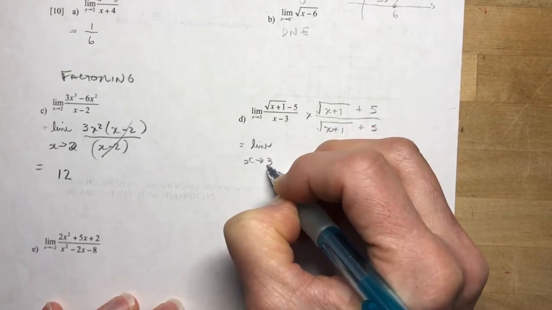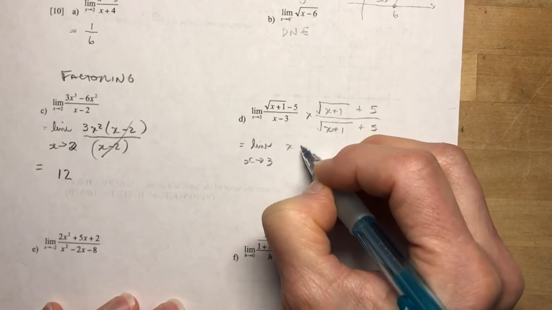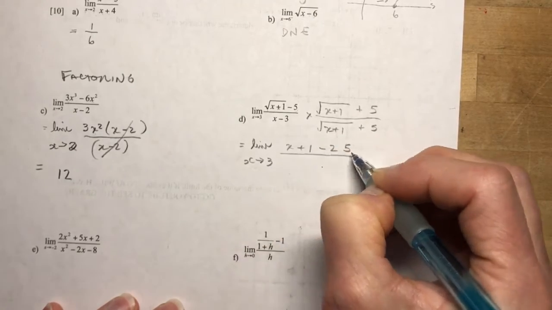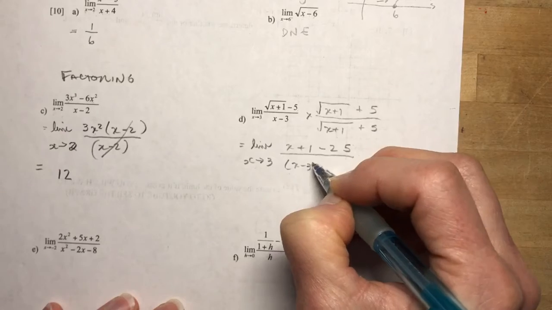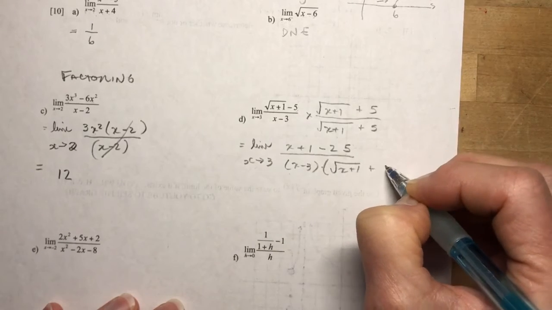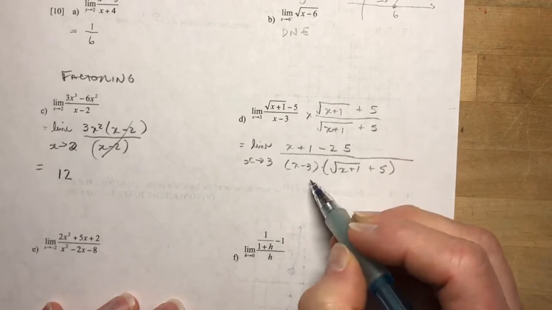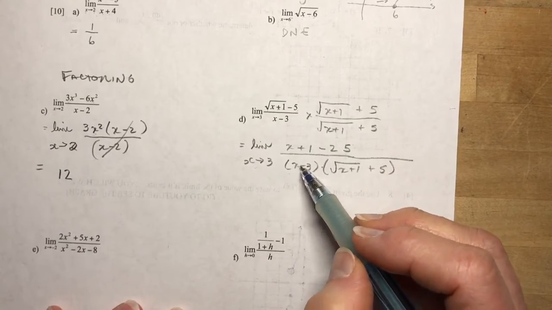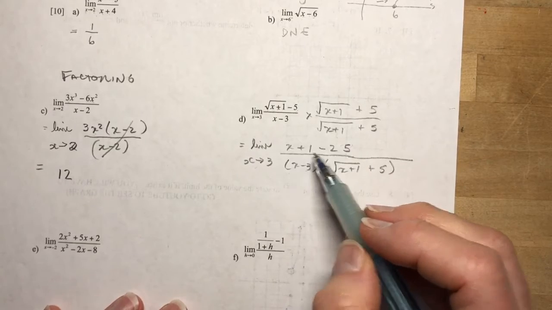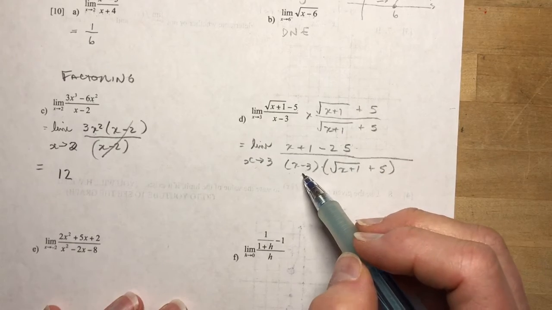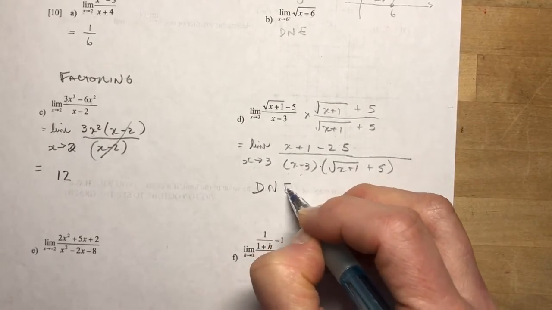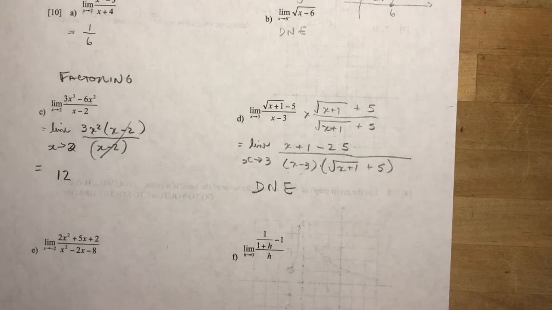So if I say x approaches 3, so I would have x plus 1 minus 25 over x minus 3 times the square root of x plus 1 plus 5. So you can see I don't have anything to divide this out. Like if this ended up with an x minus 3 up here, great. But I have x minus 24. That's not divisible by x minus 3. So the limit does not exist because you can't divide by 0, and there's no way to simplify that.